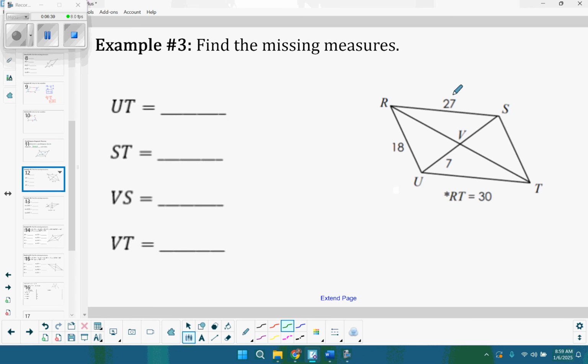So let's continue. We know opposites match, so 27's here, 27's here, 18's here, 18's here. I also know the 2 pieces inside. These 2 pieces should both be 7. And then they told me RT, the entire other diagonal, is 30. So if I split that 30 into 2 equal pieces, we get 15 and 15. So now UT, from U to T, I found was 27. From S to T was 18. From V to S was just 7. And then from V to T was 15.